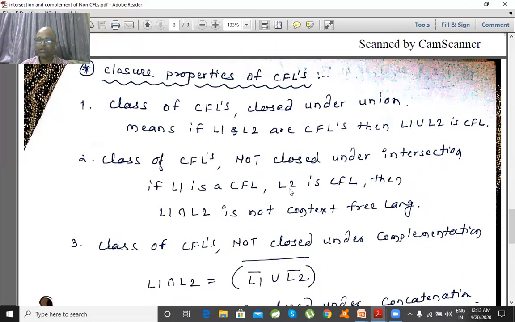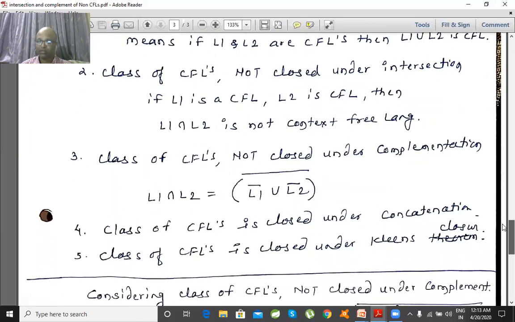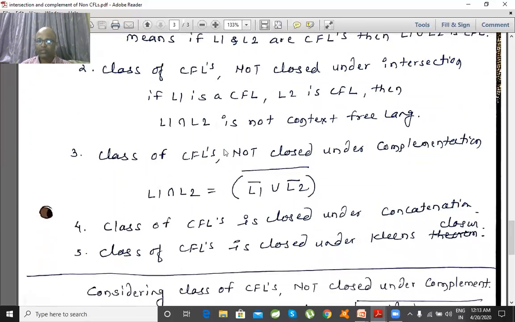L1 is a context free language, and L2 is again a context free language. If I take the intersection, the resultant language is not context free. Now, the class of context free languages is not closed under complement. What it means is, if you take a particular L1 which is already a context free language and take its complement, then most probably that L1 bar is a non-context free language.